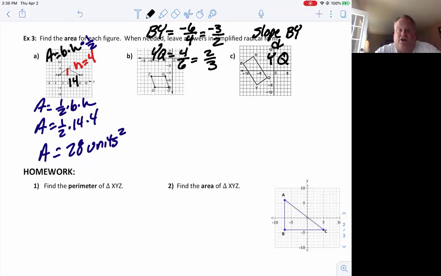Now the question is, are those opposite reciprocal slopes of each other? Well, the answer is yes, because opposite reciprocals means flip the fraction and opposite signs. So one's negative, one's positive, that's opposite signs. And then 2 over 3 and 3 over 2 are reciprocals of each other. So I know that this is a rectangle because this is a 90-degree angle, or that one's a 90-degree angle, then all of them are 90-degree angles. So this is going to be a rectangle, okay?